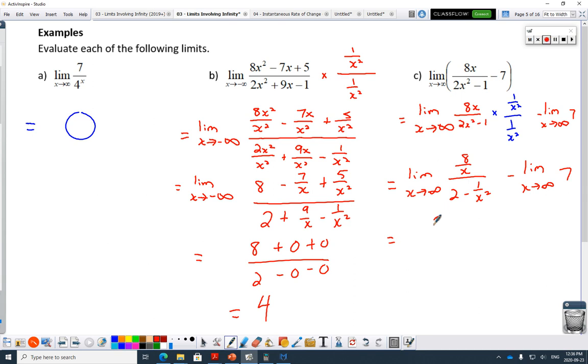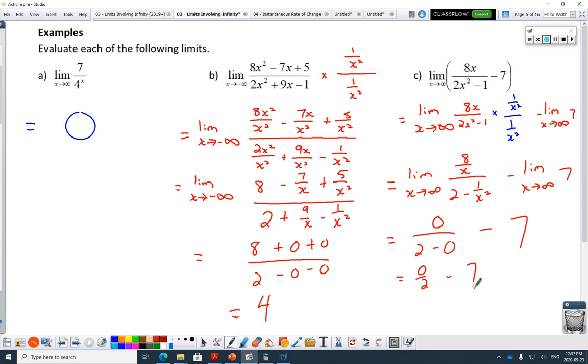So I get 0 on the top. I get 2 minus, how about 1 over x squared? 0, even more 0, yeah? 0 is 0, yeah? And then over here, minus, okay, limit as x goes to infinity of 7. So unbelievably easy, it's difficult. Look at this one carefully. 0 over 2.